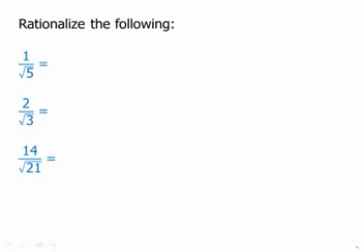Practice rationalizing the following. In each case, you're just going to multiply by the radical over itself and then simplify. Pause the video and then we'll talk about this.